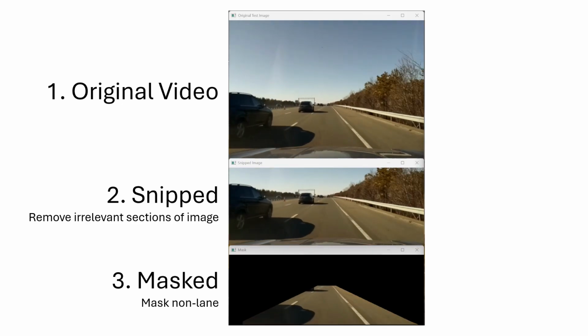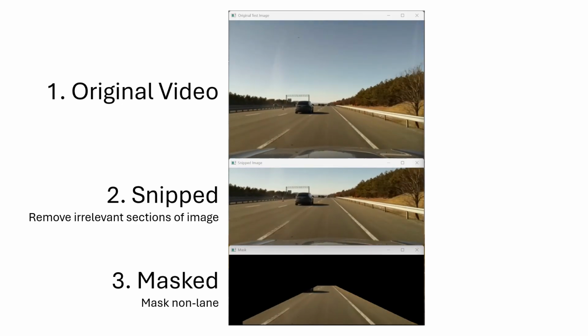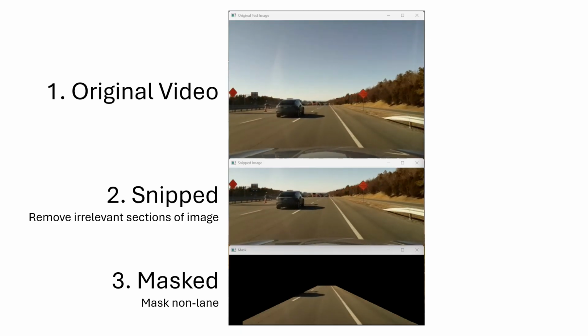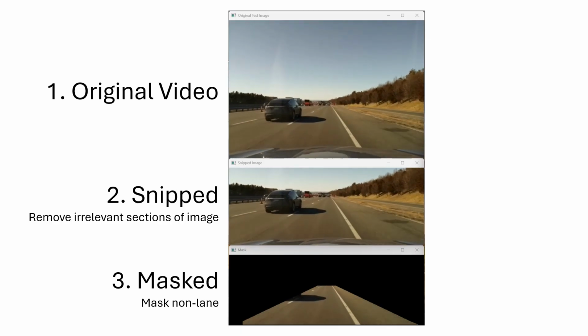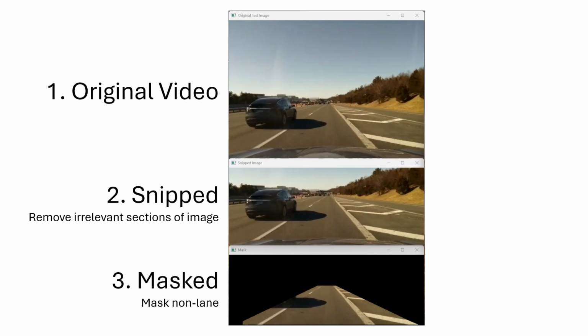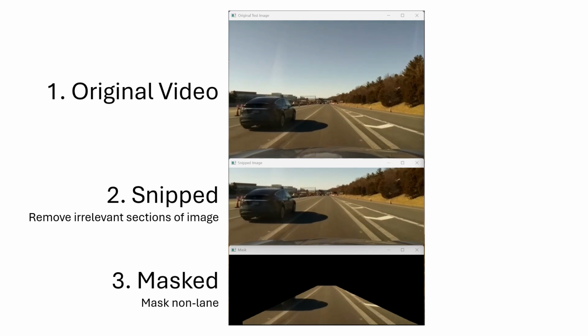Next, anything that is not in the lane is masked. This is done by simply setting a trapezoid up with a list of points, but it does not adjust dynamically to when the car is moving.